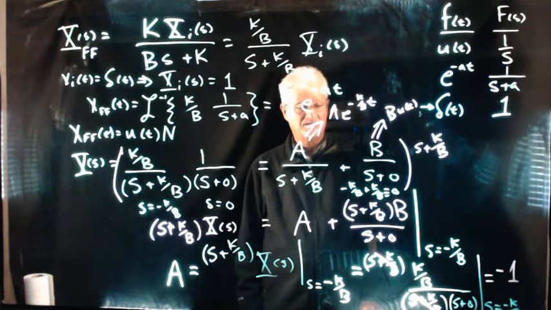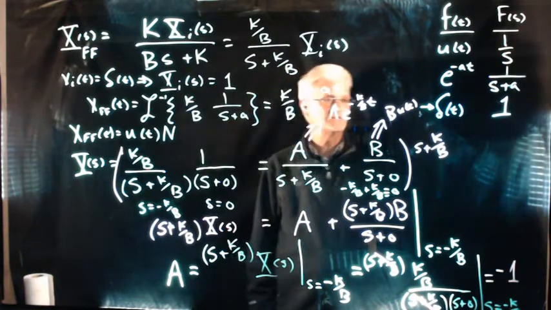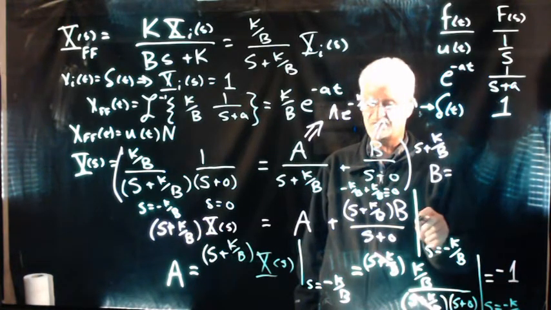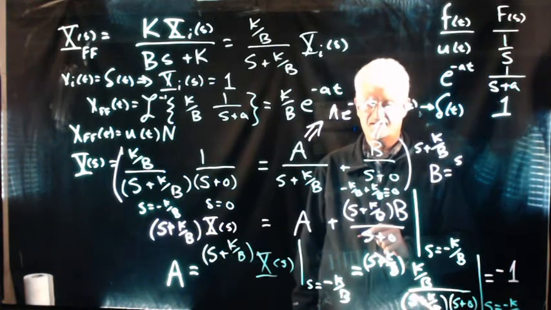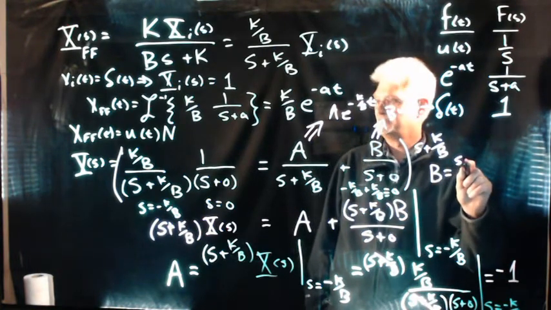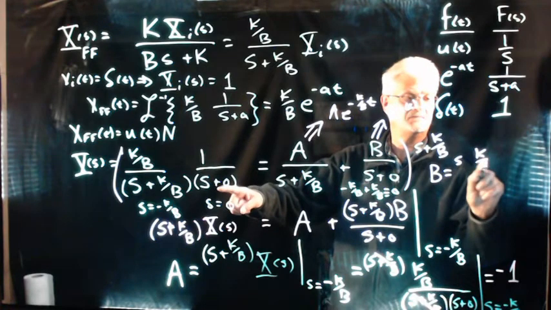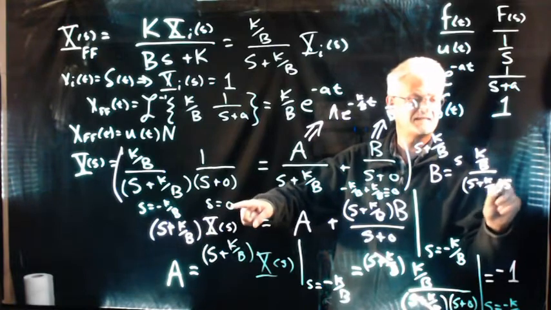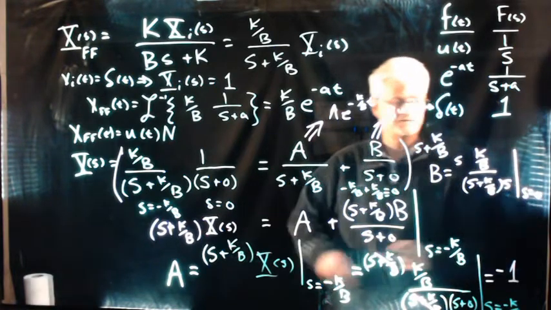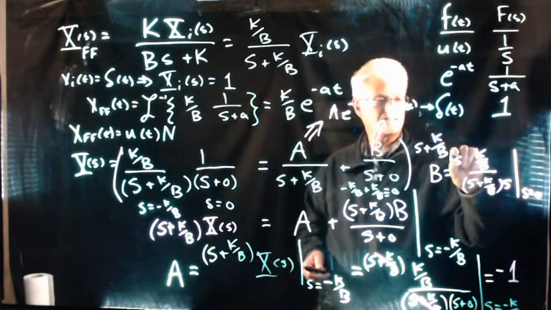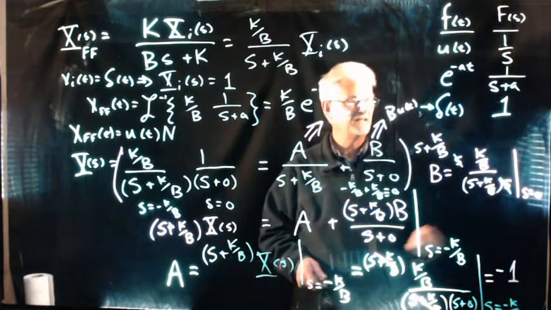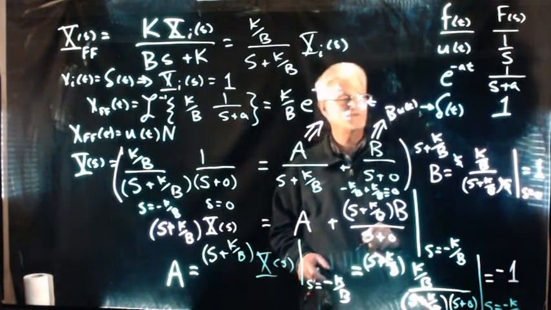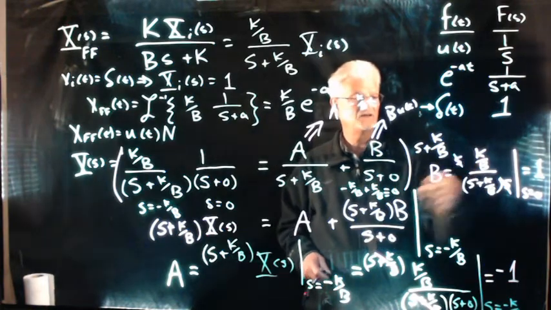Ha! Can we do b as easily? Let me see if I have a little bit of space left over somewhere that I can do b really quickly. b is equal to the root of interest, s, times the entire function, which is k over b divided by s plus k over b times s, evaluated at s equals 0. The good news, again, is those s's cancel out. We're just going to make s equals 0, so that's just k over b over k over b, which is 1.